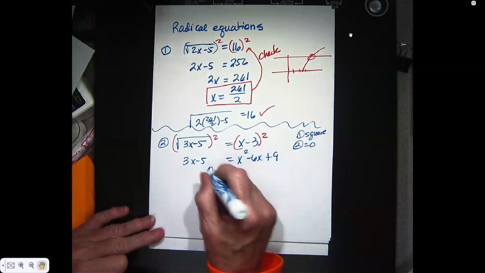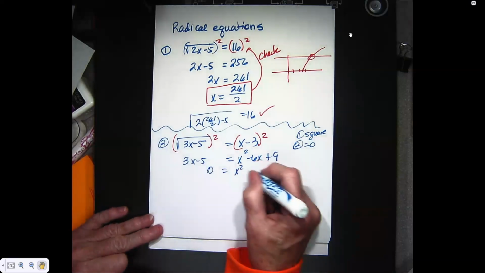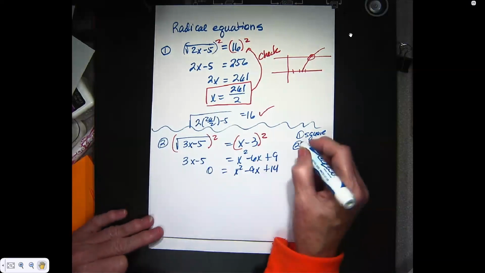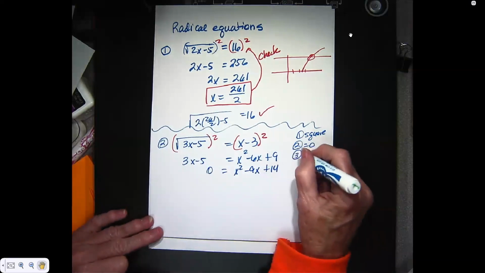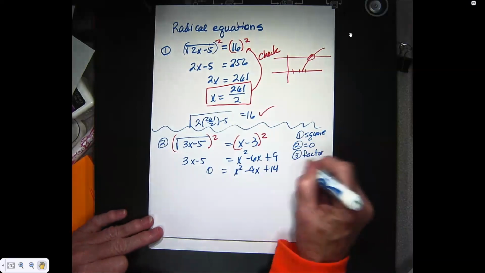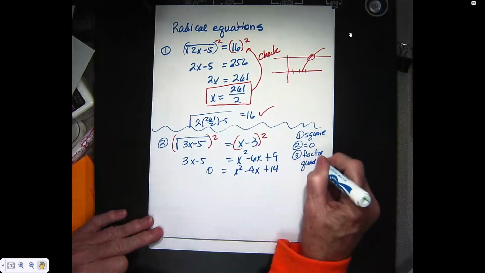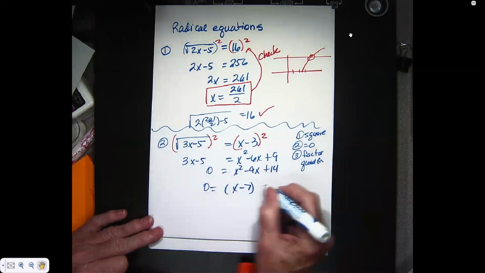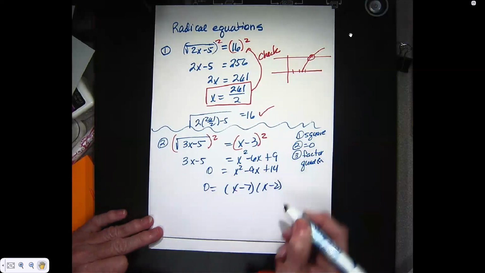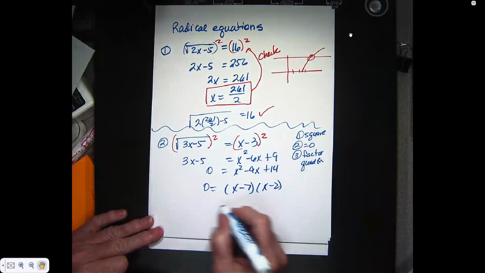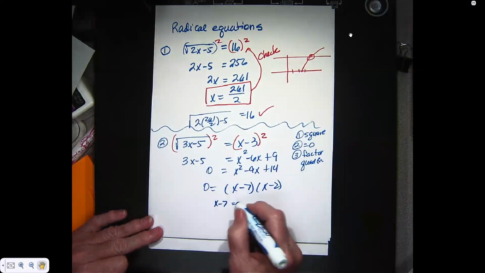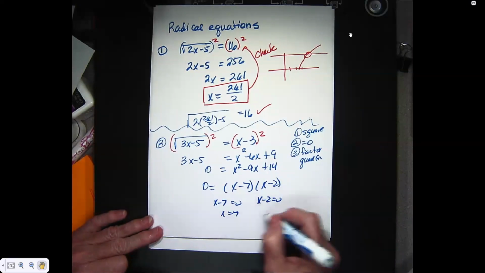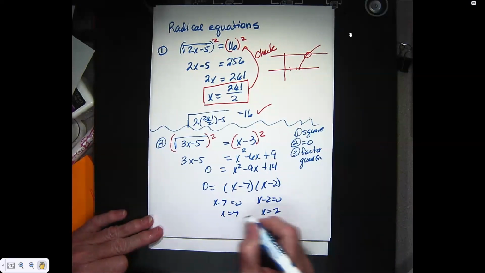So that gives me 0 equals x squared minus 9x plus 14. So your next step would be to factor or to use the quadratic formula. This one does factor, x minus 7 times x minus 2. So setting each part equal to 0, you get x is equal to 7 or x is equal to 2.